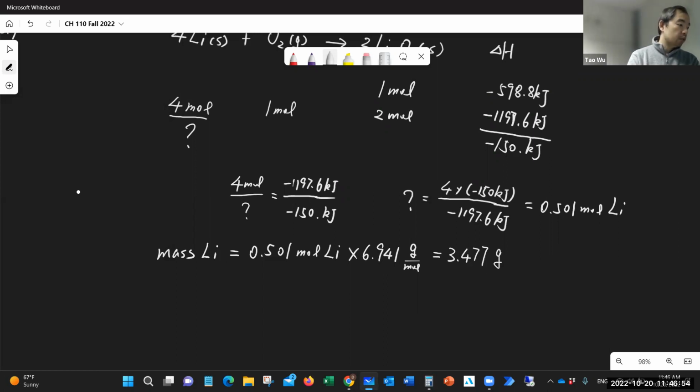And if you double check the significant figures, the temperature, 25 Celsius, is usually not used in this stoichiometry. The numbers they actually give are negative 598.8 and 150. So 150 has 3 significant figures, so the answer will keep 3 significant figures. So that's going to be 3.48 grams.